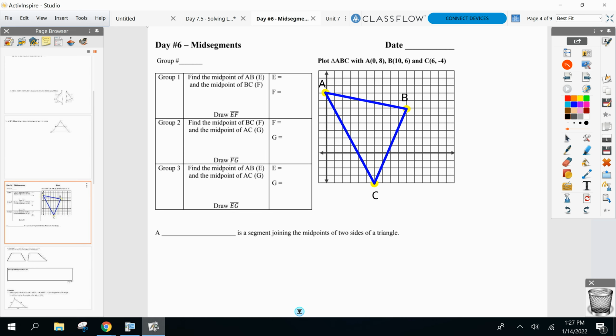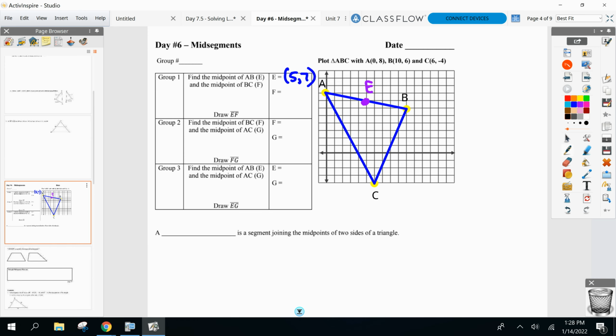Anybody from group one, doesn't matter. What do we get for point E? Anybody? Group one, point E? Is E (5, 7)? 5, 7. Everyone copy it down if you don't have it. And also group three, we confirm that? Because I know you guys had point E too. 5, 7. And point E. So there's the midpoint.